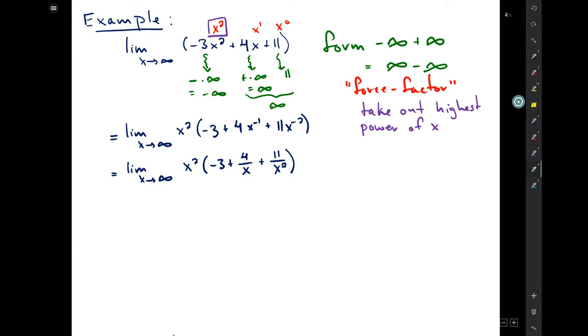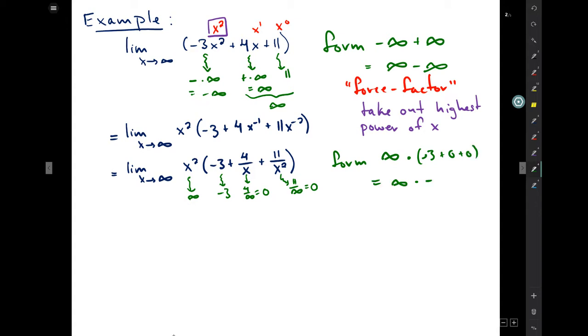So now if I evaluate what the different parts of this limit do, this x squared is still going to go to infinity. The minus 3 is just minus 3. But now 4 over x, that's 4 over a really big number, that's 0. Same with this term here. This is 11 over a really big number, that's 0. So this limit now has the form infinity times negative 3 plus 0 plus 0. In other words, it's infinity times a negative number, and so it's just negative infinity. So this limit is equal to negative infinity.